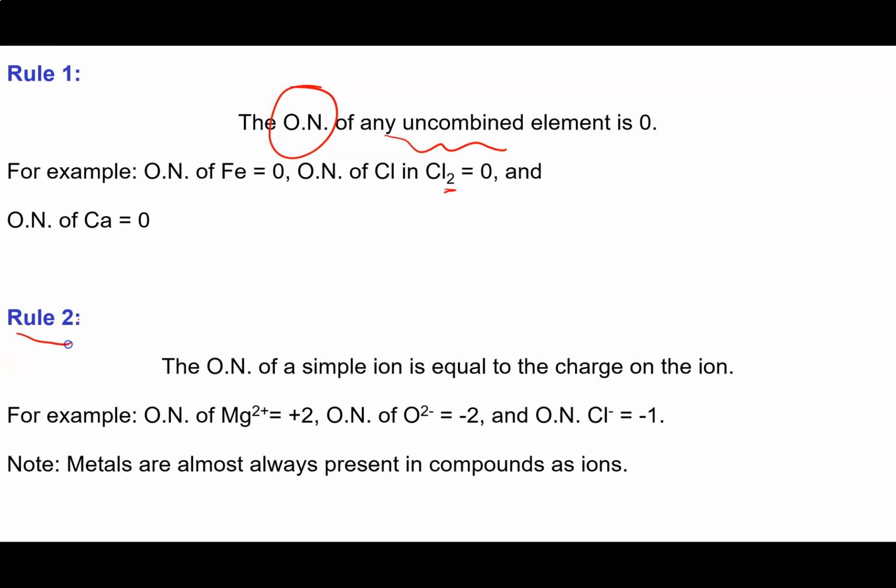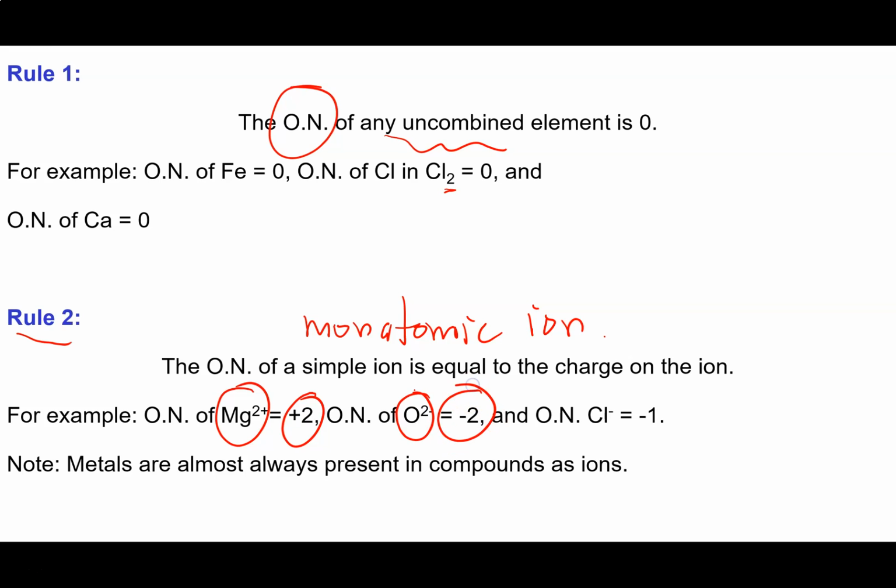The second rule is pretty easy as well. If we have a monatomic ion, or a simple ion, as I've called it here, then the charge on the ion is just equal to the oxidation number. So if you have an Mg2+ ion, then its oxidation number is just +2. If you have an O2- ion, then its oxidation number is -2, and so forth.